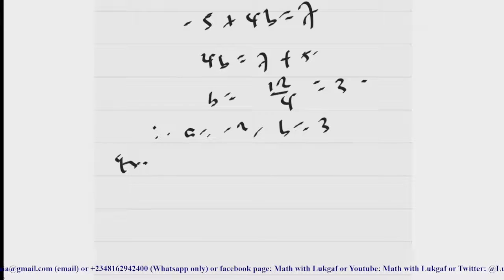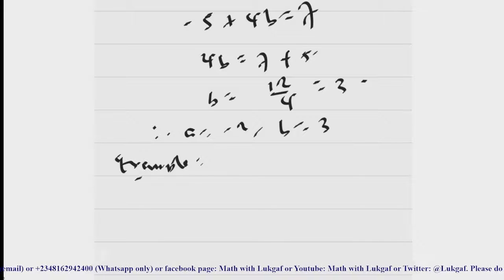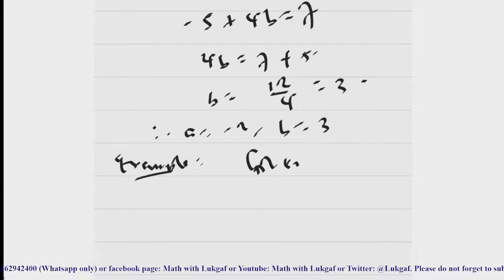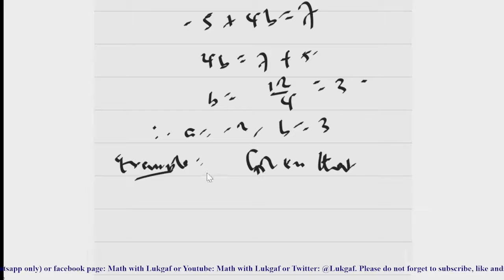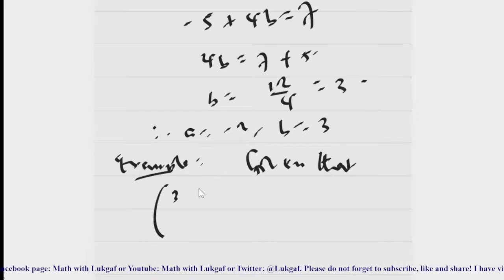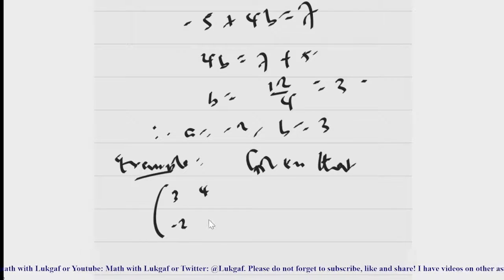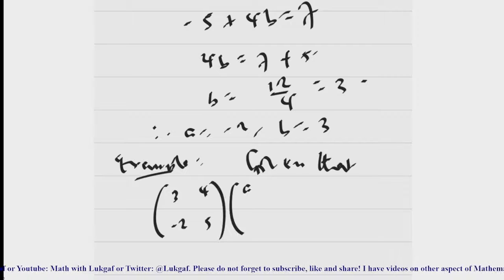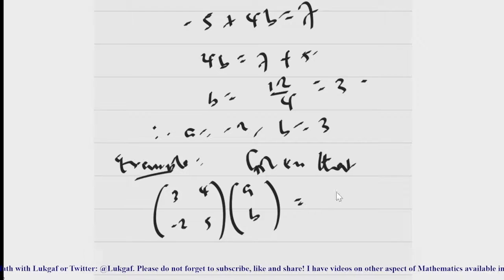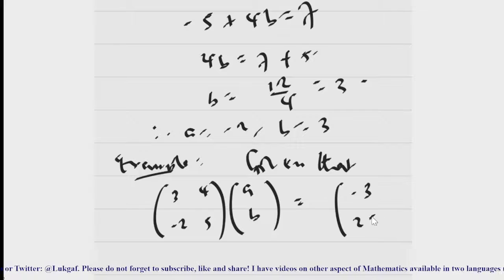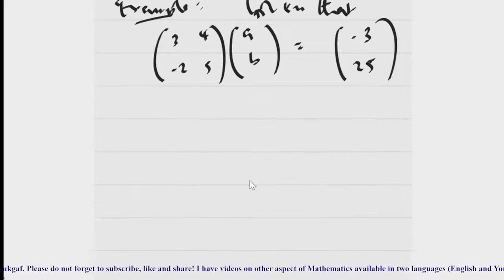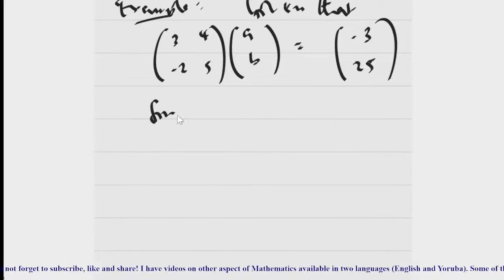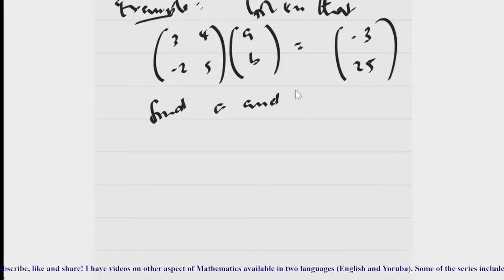Example, given that the matrix 3, 4, minus 2, 5 times a, b equals to what? Minus 3, 25. So then you have to find a and b. One of the applications of matrix is that you can use it to solve system of linear equations. I'm going to explain in the subsequent video.